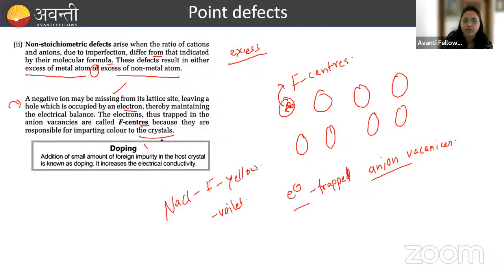Next, doping. What is doping? Doping means what? We can add a small amount of foreign impurity in the host crystal, which is known as doping. And due to this doping, the electrical conductivity of a given crystal increases. That is the importance of doping. Please remember the definition. Right?